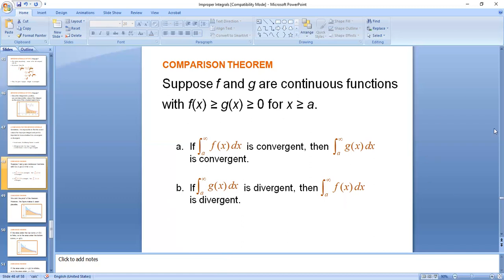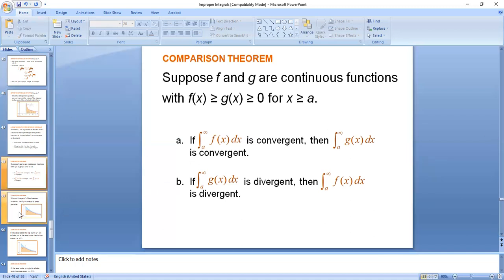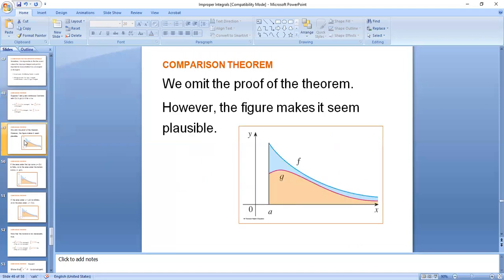Now, in terms of graphical interpretation of this comparison theorem, ano na siya? Okay, we omit the proof of the theorem. It's not a mathematical proof. However, the figure makes it seem plausible. When we speak of plausible, class, it means it's acceptable.